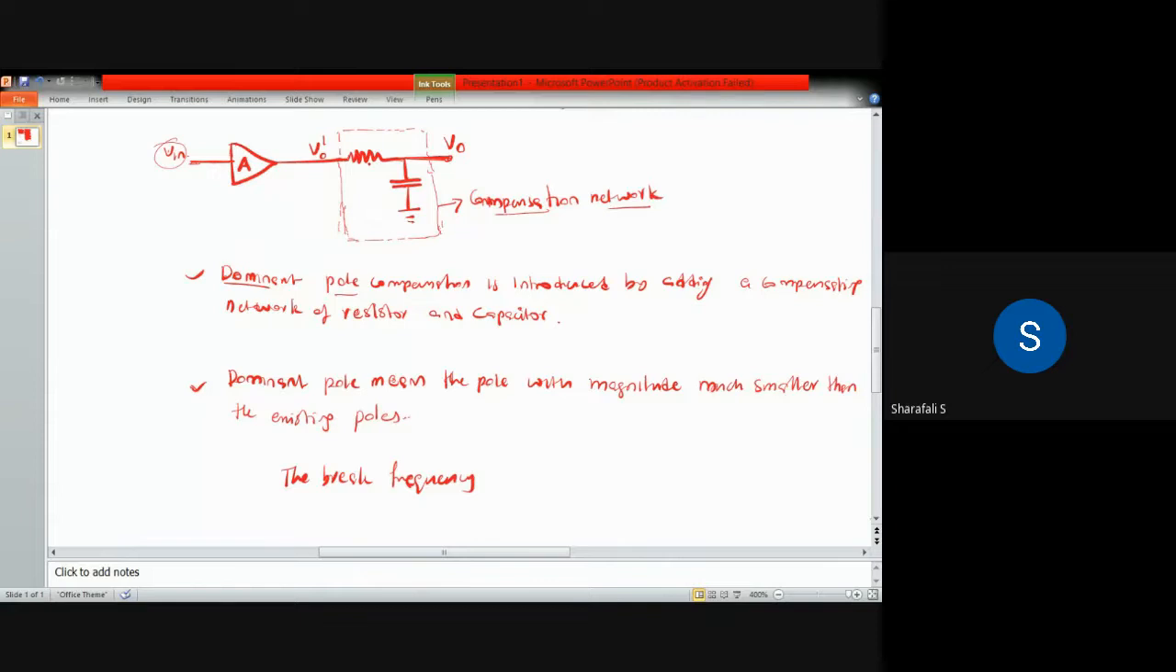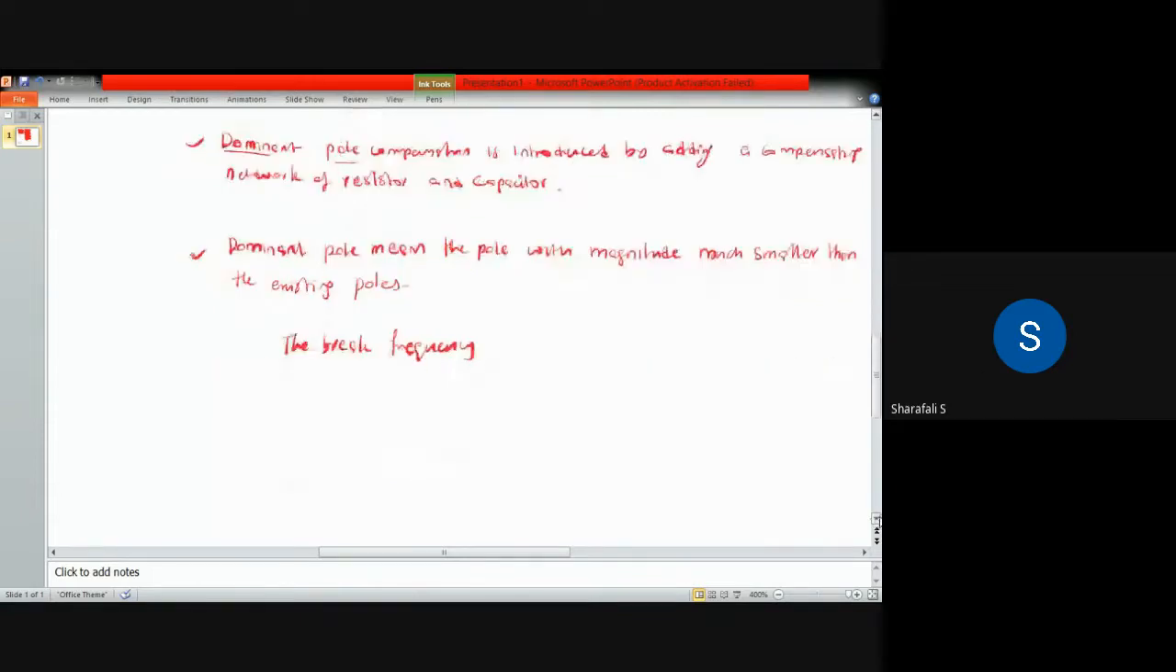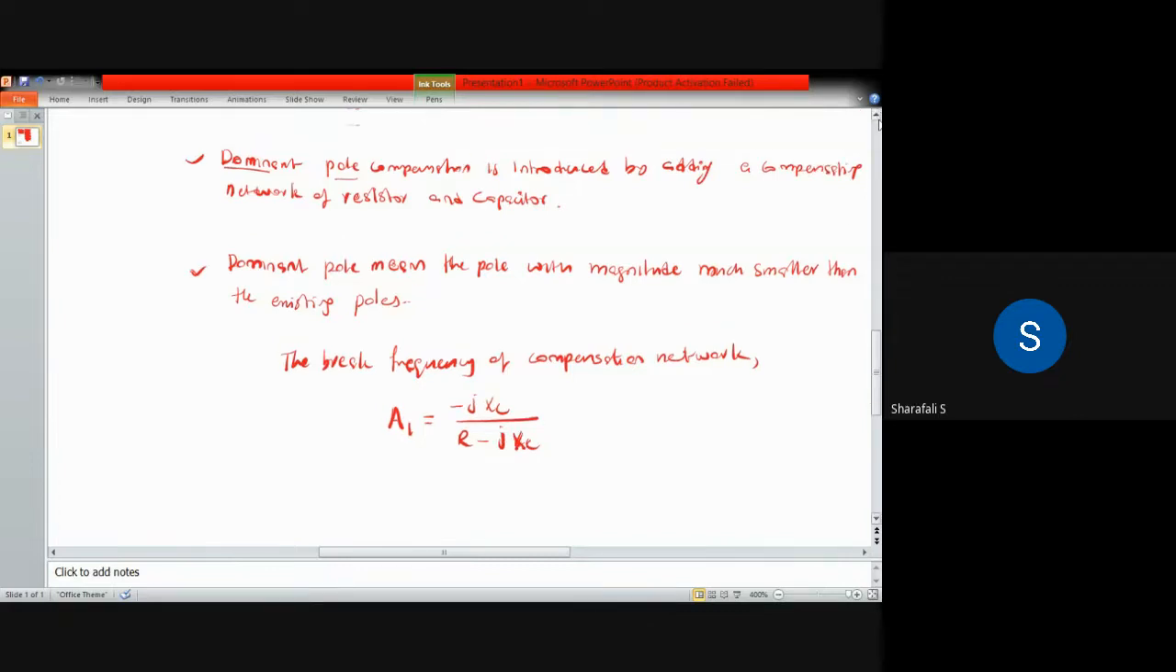So if you want to calculate the break frequency of this particular network, the compensation network, this frequency has to be smaller than all other break frequencies. That will be given by, let's say, this is A1, the gain we have to calculate at this voltage.